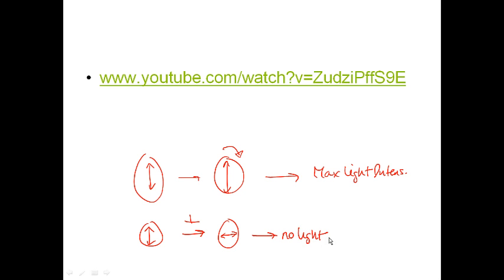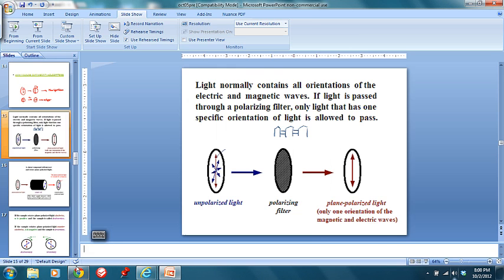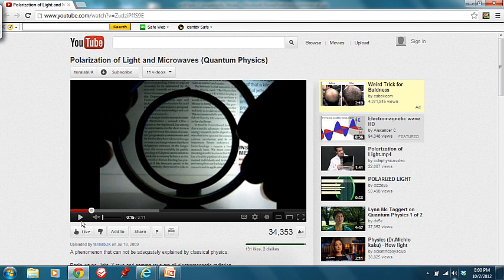light is going to pass through the second filter, because light of this orientation can pass through the first filter, and only light that's perpendicular to that, which there isn't any, can pass through the second filter. You're going to completely block out the light. Okay, so let's go back to that video and see that happen.